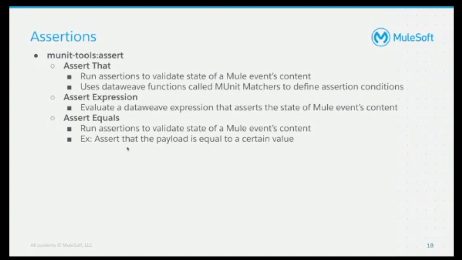You basically call that DataWeave file in your MUnit test case using assert expression. And the last one is assert equals, which is for simple comparisons, like if the payload is equal to a specific value. Straightforward, simple comparison, you can use assert equals. But mostly you'll be using assert that and assert expression, depending on the use case.